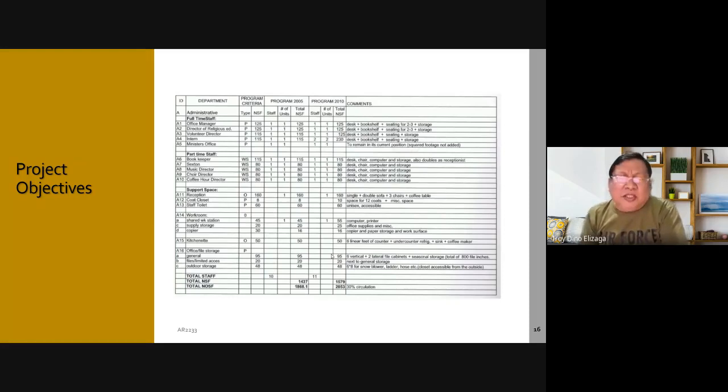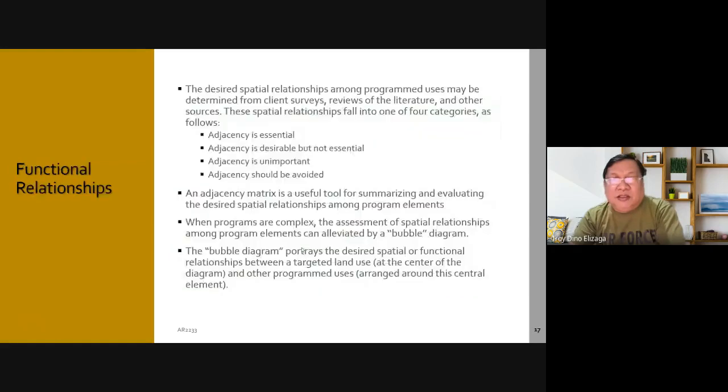Similar to the ones you did in design, at least another way of actually putting it. There is a program criteria here. There's a type. I forgot to put the legend for what O, P, and WS mean, and what all of this means. So there's number of staff, number of units, and NSF. Anyway, your program can be presented in tabular form like this one.